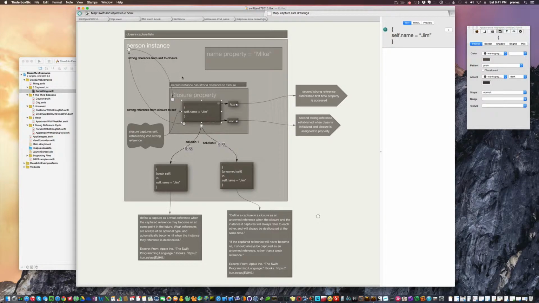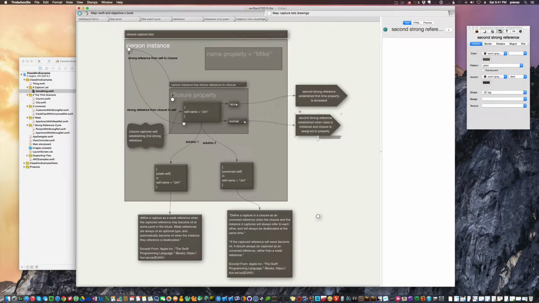That can happen at one of two times. If you've declared the property to be lazy, that will happen the first time the property is accessed. If it's a normal property, then the second strong reference will be established when the class is initialized and the closure is assigned to the property. So there is a remedy known as a capture list.